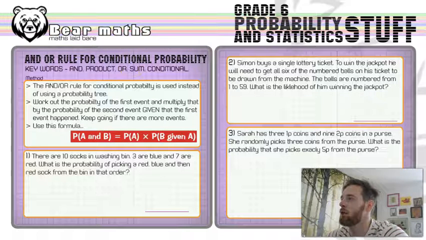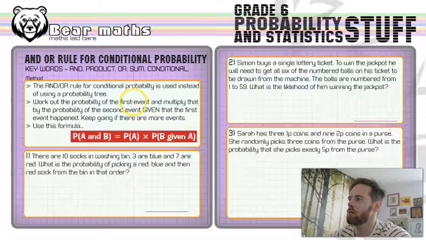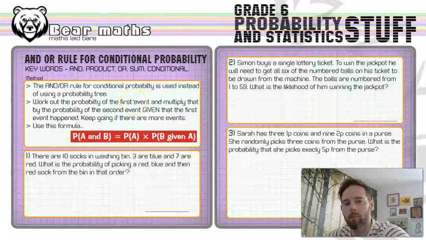This one is on the and/or rule for conditional probability, and the keywords I've got for you are and, product, or, sum, and conditional, all explained in previous videos. But and product refer to multiplying in this context, or and sum refer to adding, and the word conditional means the same as dependent. Now, in the world of probability, the chance of the second event happening can be either conditional or dependent upon what's happened in the first go, and that's what these questions are about.